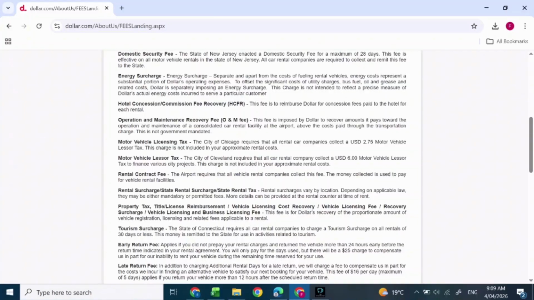And this is how to understand fees and surcharges on your Dollar car rental receipts.